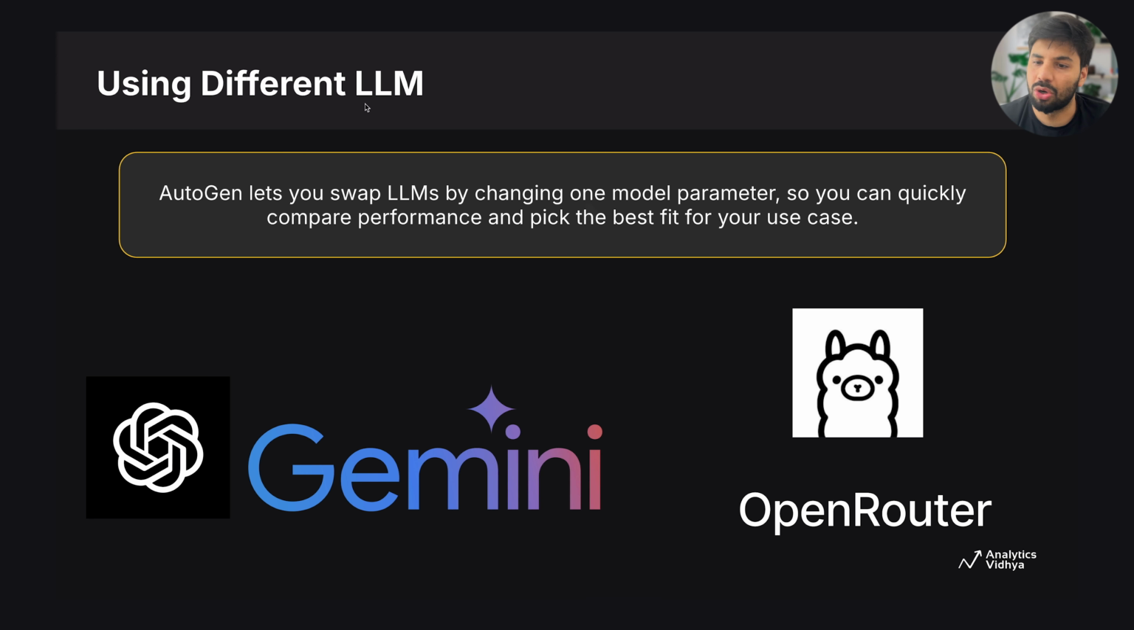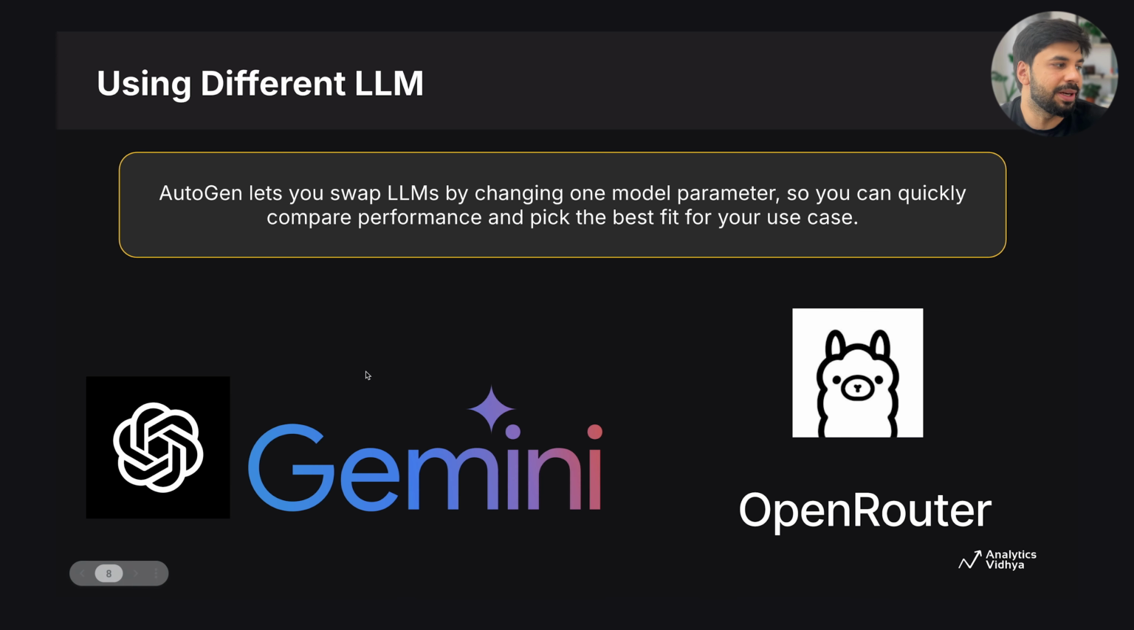Now, of course, AutoGen, like any other framework, does provide the capability to use different LLMs. We have been using OpenAI as of now. So AutoGen lets you swap LLMs by changing one model parameter, so you can quickly compare performance and pick the best fit for your use case. So this is regarding the model, but we can use different providers as well, something which we will be seeing hands-on in this practice.